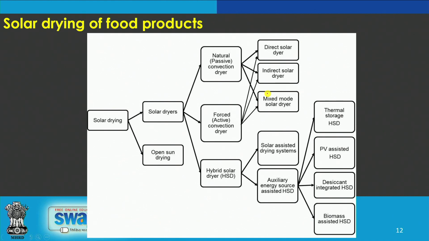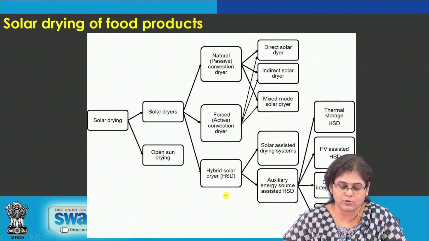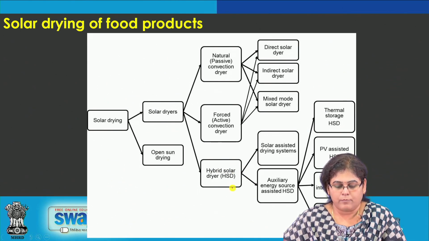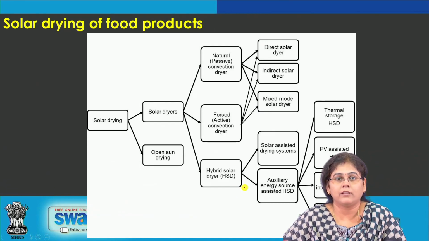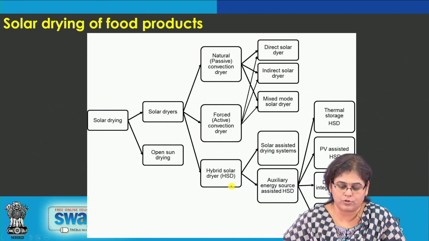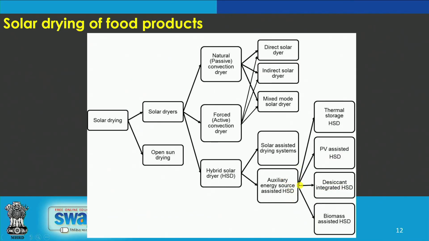So, due to the urgent need of food processing industries for continuous operation of different processes, there is a huge demand for hybrid solar dryers, where the processes can be carried out during the day as well as satisfied during the night hours by employing hybrid solar drying technology. Hybrid solar dryers can again be classified as solar assisted drying systems and auxiliary energy source assisted hybrid solar dryers. The auxiliary energy source is in terms of thermal storage system, photovoltaic assisted solar dryers, DESIC and integrated hybrid solar dryers, and biomass assisted hybrid solar dryers.